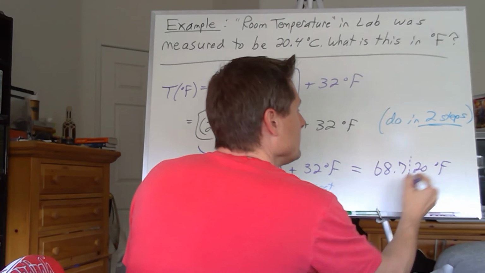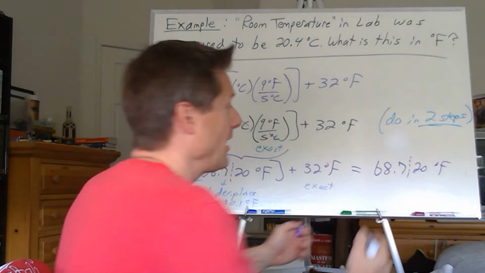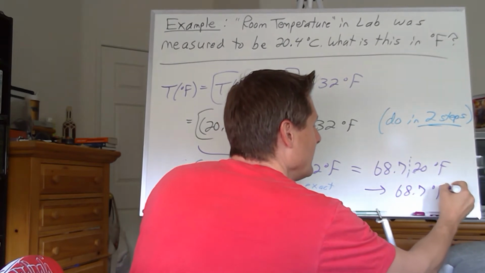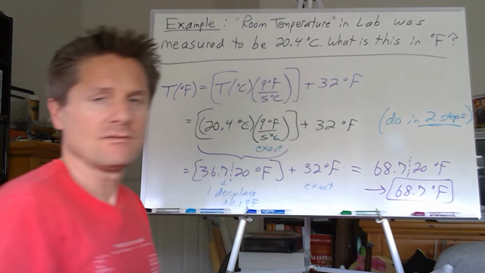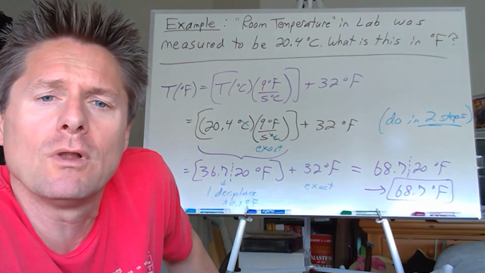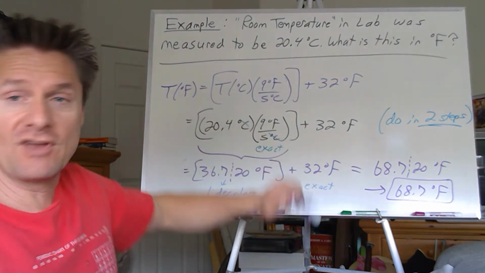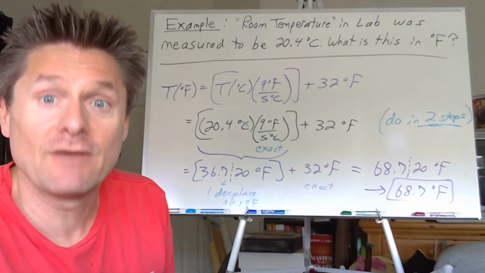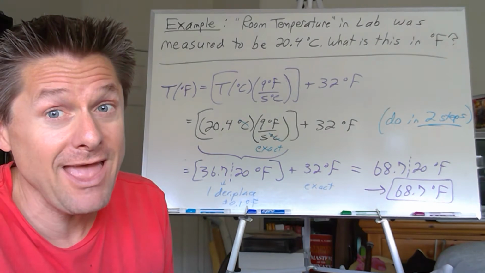Good to 1 decimal place, and that's less than 5 in the non-significant digit, so that does not round up. It stays at 68.7 degrees Fahrenheit. That's a cool lab temperature. It's not warm, but it's cool. So just remember 2 steps when you're going Celsius to Fahrenheit or Fahrenheit to Celsius. 2 different uncertainty rules requires 2 steps.